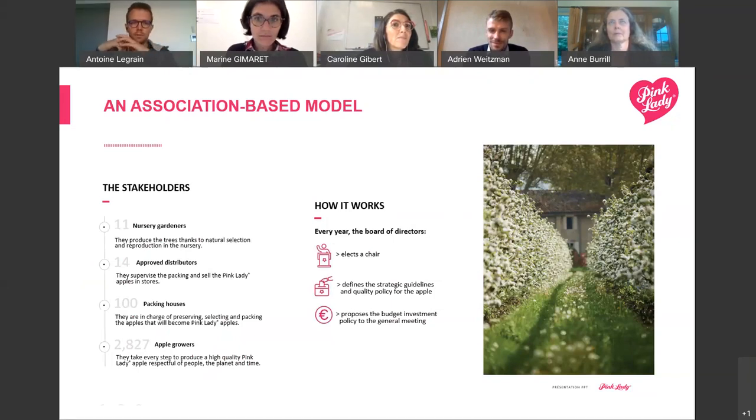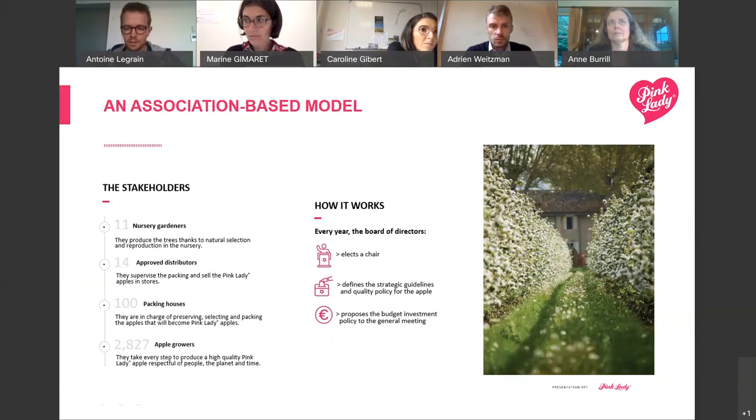So all those people are members of the association, Pink Lady. It works like a classic association with an elected board with a representative of each kind of member. Mainly the association is directed by producers. We are around 30 employees, so it's quite small, and our job is to promote the brand, to control the quality, and to improve practices in the field, and not only in the field but also in the packing station, and to propose and promote the CSR strategy.